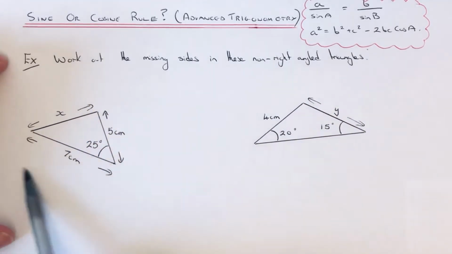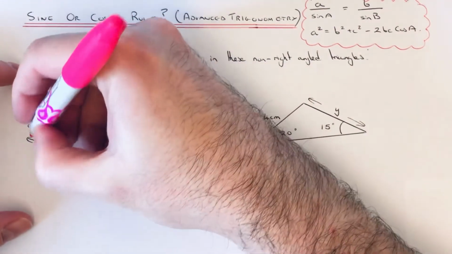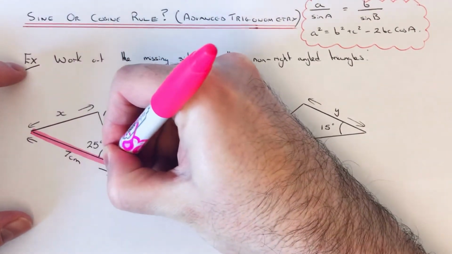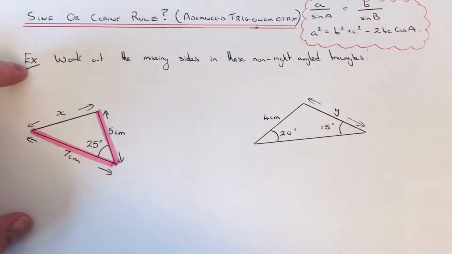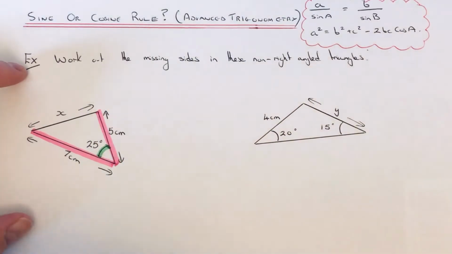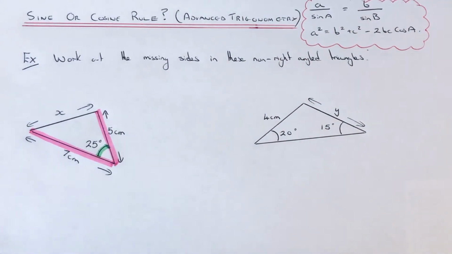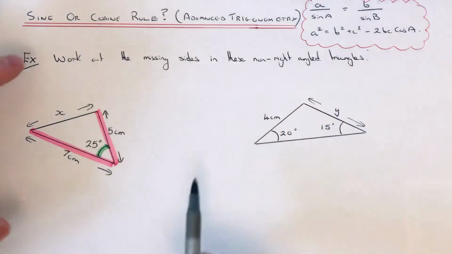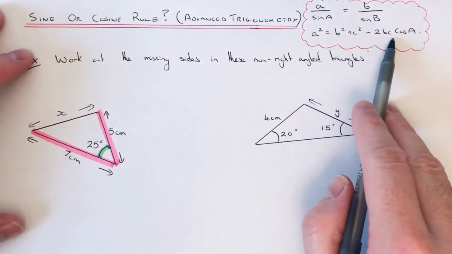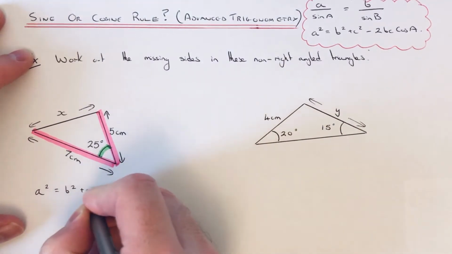Okay, so let's start off with this one here. On this first example, you notice that we have two side lengths and we're given the angle between those two side lengths. When you're given two side lengths and the angle between these two sides, this is the cosine rule. So we're going to use a squared equals b squared plus c squared minus 2bc cos A. So let me just write that down.